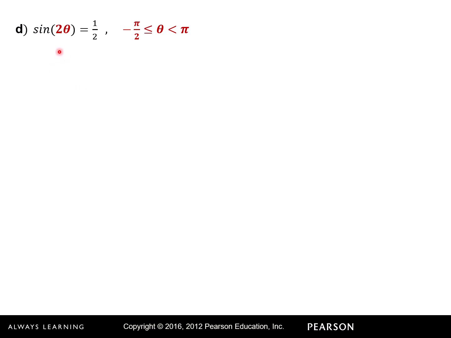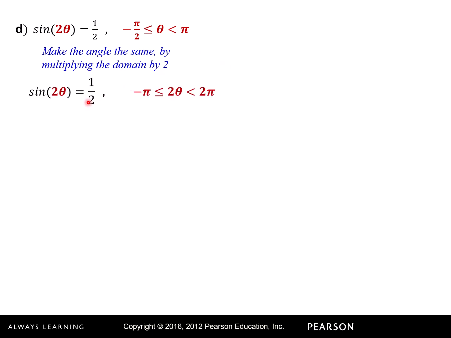So the next equation is sine 2 theta is equal to 1/2, where theta is from -pi/2 to pi. Take note that the angle here in the trigonometric equation is a double angle, and the domain here is a single angle theta. So before we continue, we have to make them the same. And to make the same angle, it's better to multiply the domain by 2 to have a 2 theta. So the new equation will give us the same trigonometric equation, and the new domain, multiplying this by 2, will give us negative pi less than or equal to 2 theta, which is less than 2 pi.